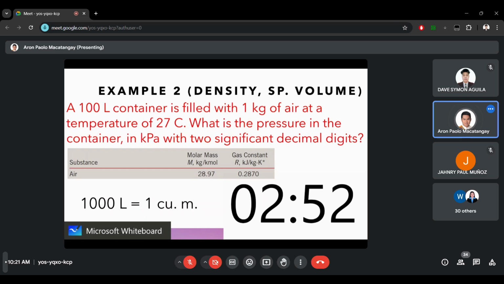It's still air, okay? So you still need the ideal gas equation. You have 100 liters, so this is volume, okay? So as a guide, 1,000 liters is 1 cubic meter. And you also have the value of temperature in degrees Celsius. I have also given here the value of your gas constant again for air. And then you need to solve for the pressure in kPa.